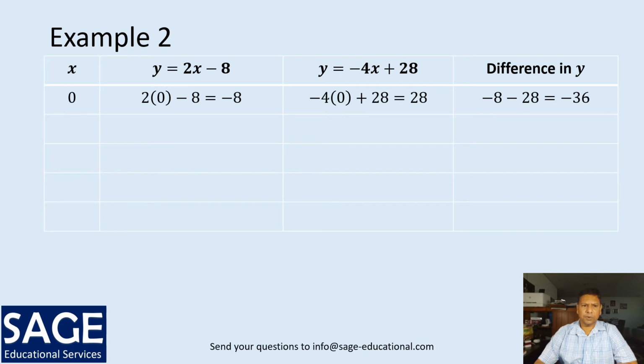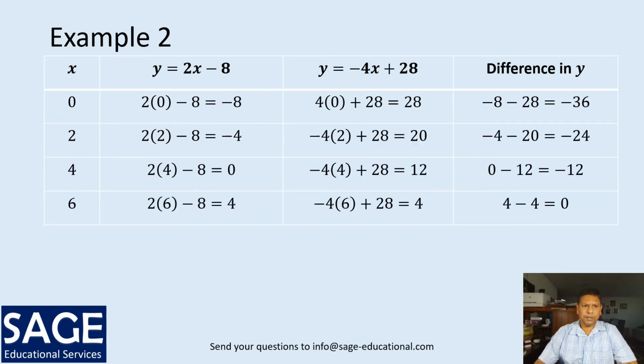Let's start with x is equal to 0, and x is equal to 0 gives us a difference of negative 36. Next we try x is equal to 2, and then x is equal to 4, and then x is equal to 6. And what we find is that the difference is gradually getting smaller and smaller. So first, when x was 0, the difference in y was negative 36. When x was 2, the difference in y was negative 24. When x was 4, the difference was negative 12. And when x is equal to 6, the difference is 0. Remember, your objective is to get difference in y is equal to 0. So the solution to this system of equations is the point 6, 4.